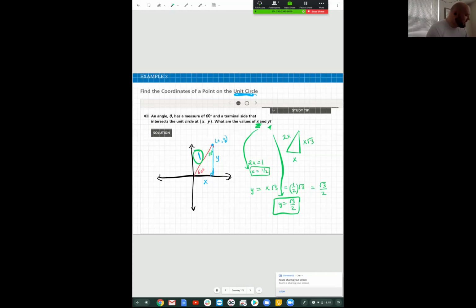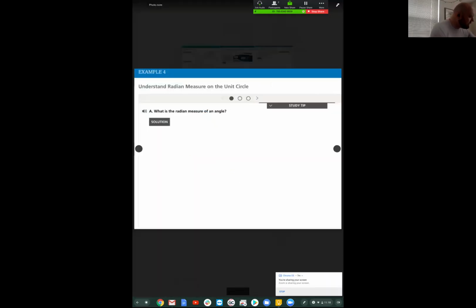If it's some angle, obviously this angle that they gave you, 60 degrees, led you into one of the special triangles. So right now they're just focusing on the special triangles, the 30, 60, 90, and the 45, 45, 90. They're not getting into other angles that you don't know how to do yet. All right, next example, we're going to check out example 4.